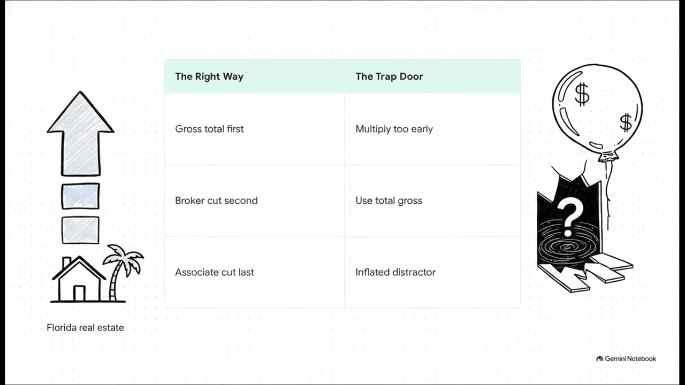Test makers love to throw in a distractor answer that represents the associate split multiplied directly against the total gross commission. It looks super tempting, but sticking to the strict chronological order is literally the only way to find the actual take-home pay. Skipping steps just hands the test makers an easy victory.